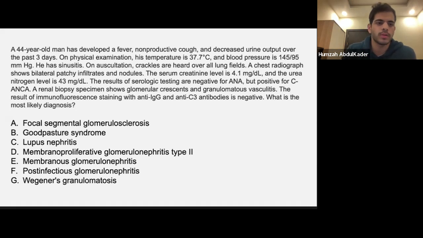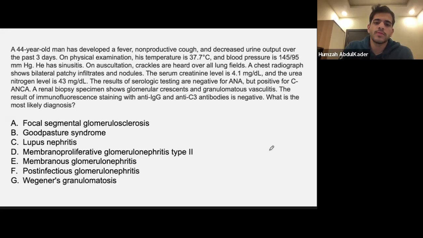Okay, let's go over the question. A 44-year-old man has developed a fever, non-productive cough, and decreased urine output over the past 3 days. On physical exam, his temperature is 37.7, blood pressure is 145/95. He has sinusitis. On auscultation, crackles are heard over all lung fields. A chest radiograph shows bilateral patchy infiltrates and nodules.